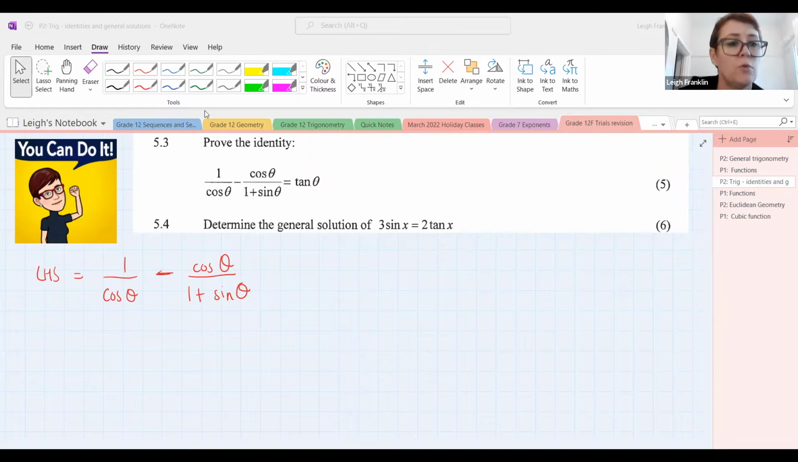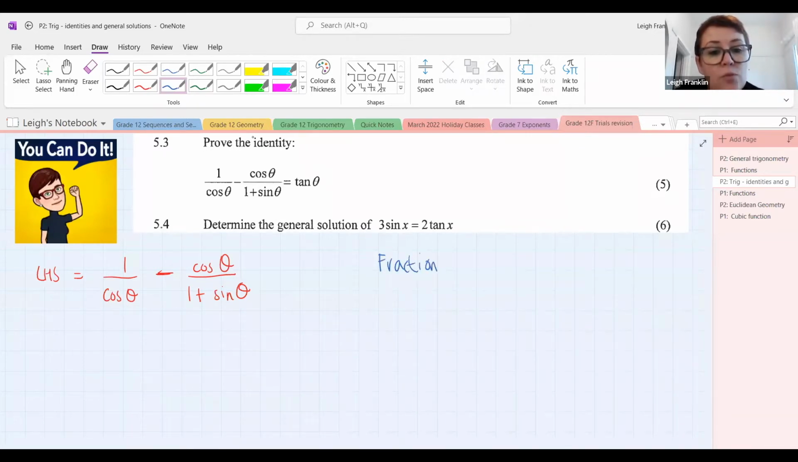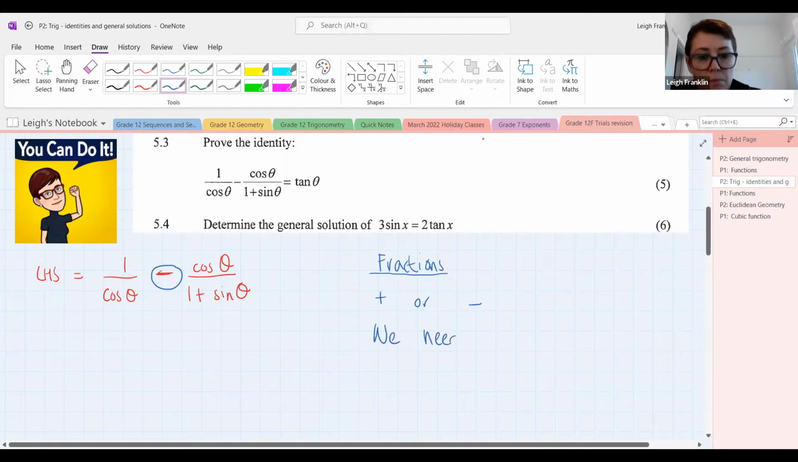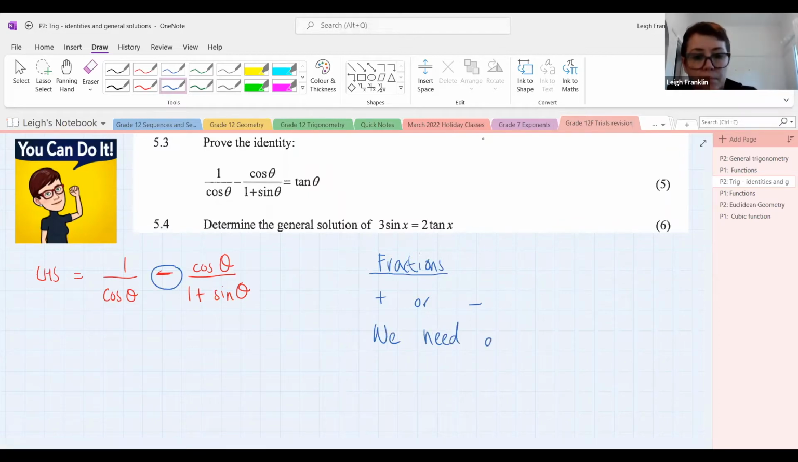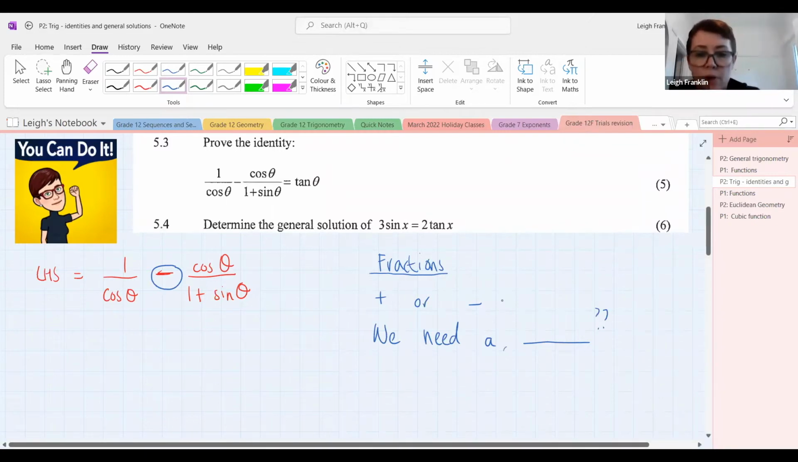So whoever would have thought, but when we're working with trig and exponents as well, you have to be able to work with fractions. Okay, so now when it comes to working with fractions, we need to know the rules about what we do when we add or subtract, because we've got a subtraction sign here, haven't we? So what are the rules when we add or subtract fractions? What do we have to have? What do we need? That's it. Okay, we need a lowest common denominator.